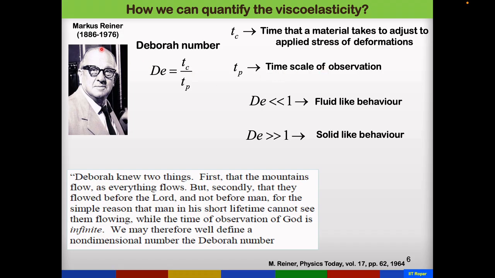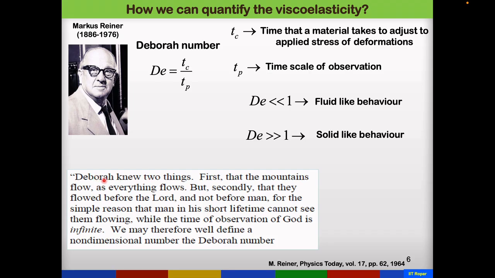According to Professor Reiner, when this Deborah number is much smaller than 1, the material will behave like a fluid. And when the Deborah number is much larger than 1, the material will behave like a solid. In order to explain it, he proposed a very famous quote, and I'll read this quote and then I'll try to explain what it says.